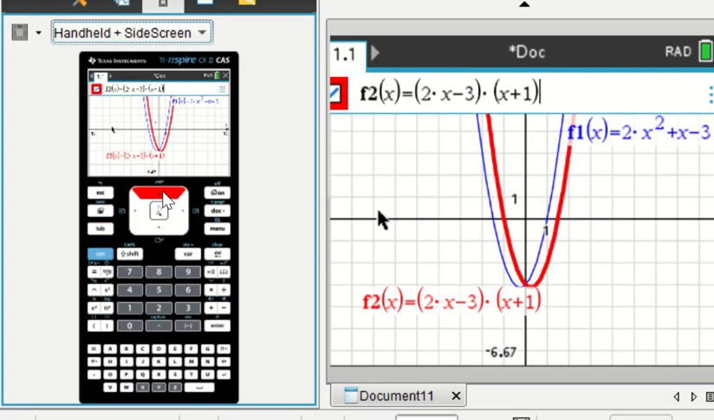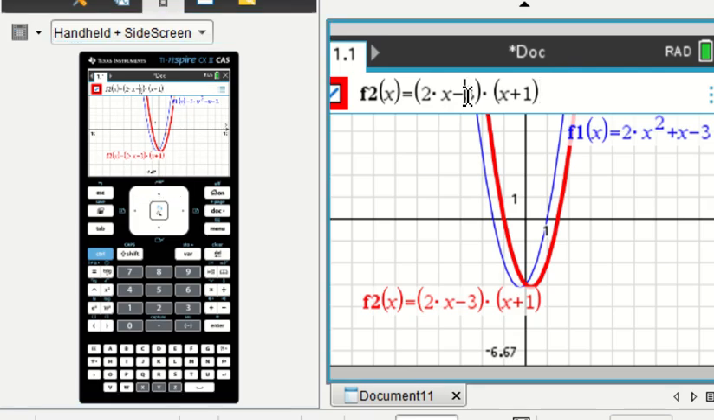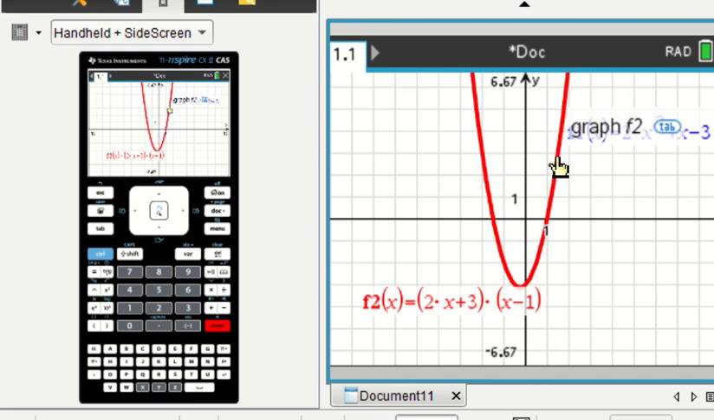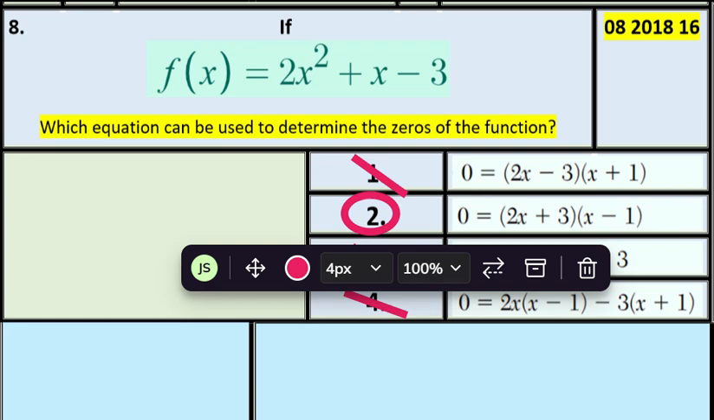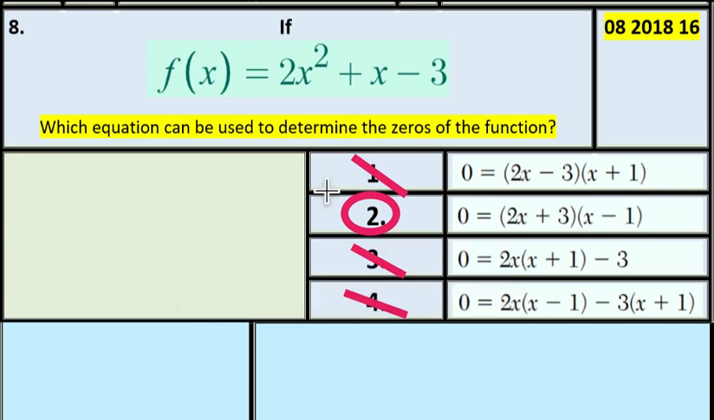So we go to our command line. All I have to do is edit. Change that minus to a plus, change that plus to a minus, and I press enter. And notice we get the same exact graph. And that's why choice number 2 is the answer to question 8.